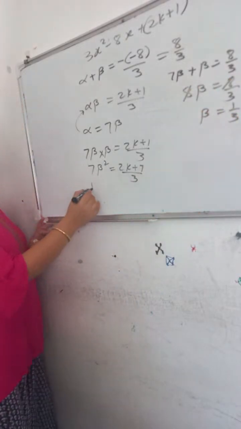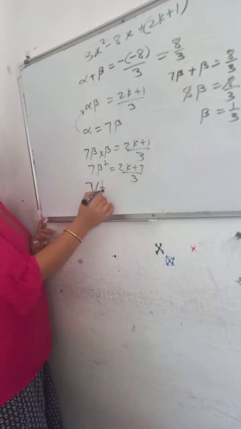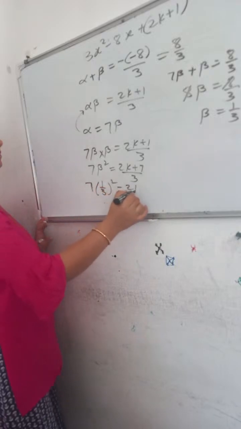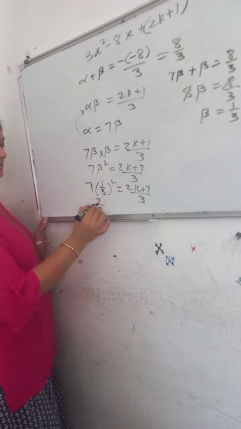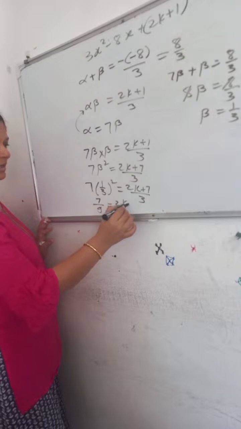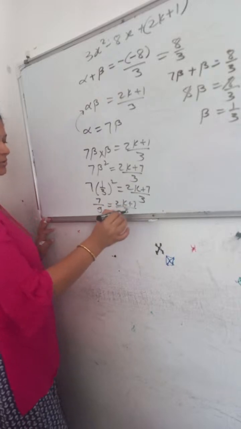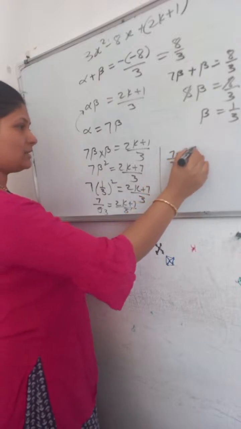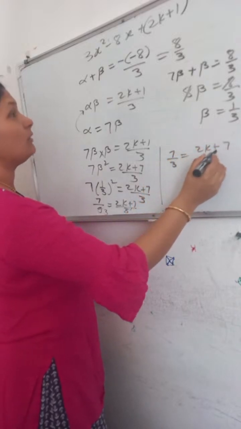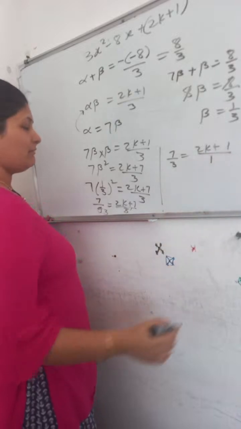So substitute the value for beta. (1 by 3) whole squared is equal to (2k plus 7) by 3. So (1 by 3) squared is 1 by 9, equal to (2k plus 7) divided by 3. So 3 ones are 3, 3 threes are 9. So 7 by 3 is equal to 2k plus 1 by 1.